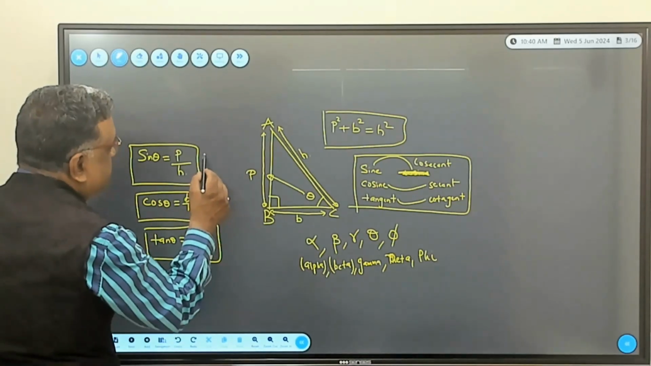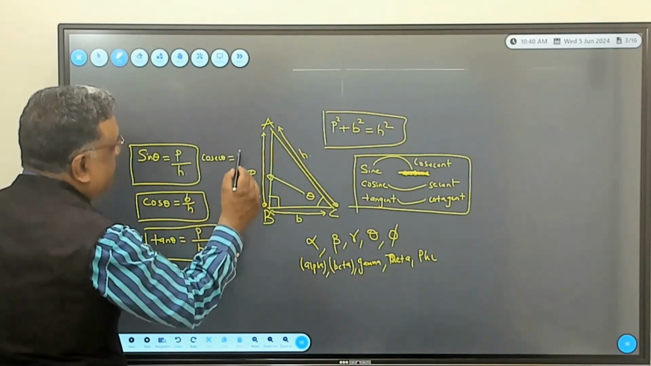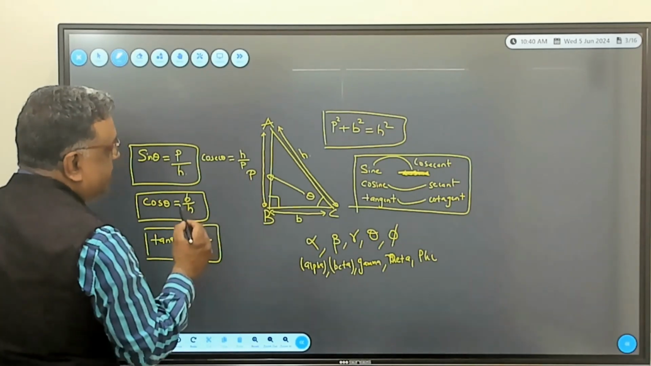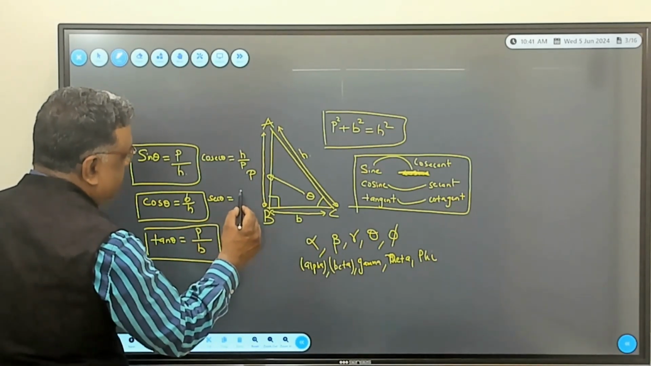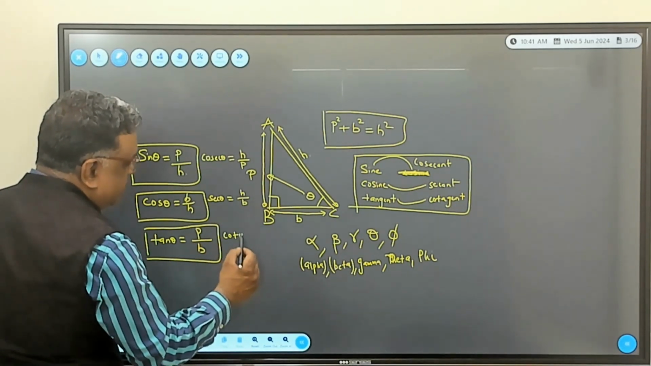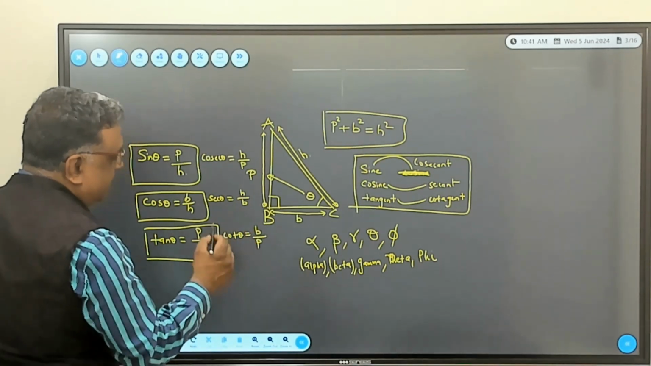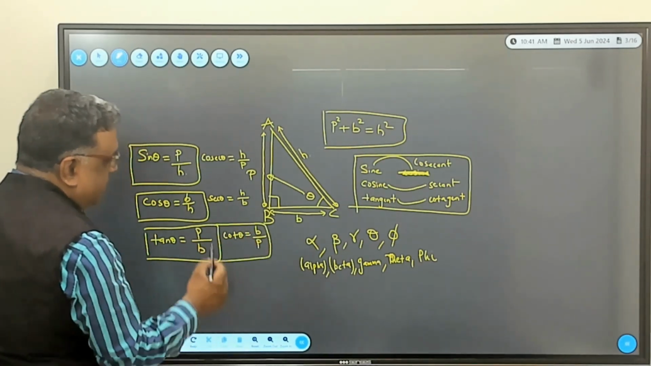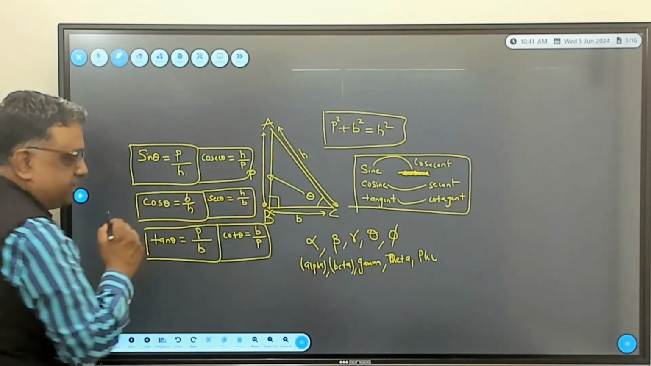Now, since cosec theta is a reciprocal of sine theta, we'll call it H upon P. Sec theta is a reciprocal of the cosine function, so it is H upon B. And cot theta is a reciprocal of the tan function, so it is B upon P. So now we have understood the definition of all 6 trigonometrical ratios.